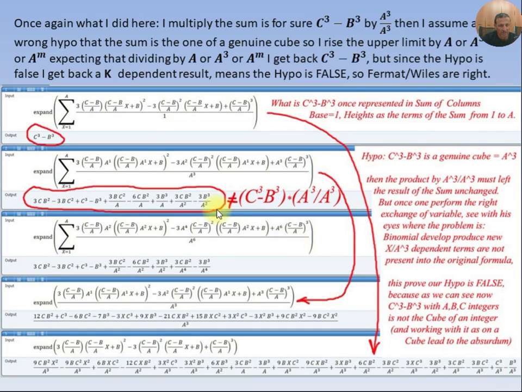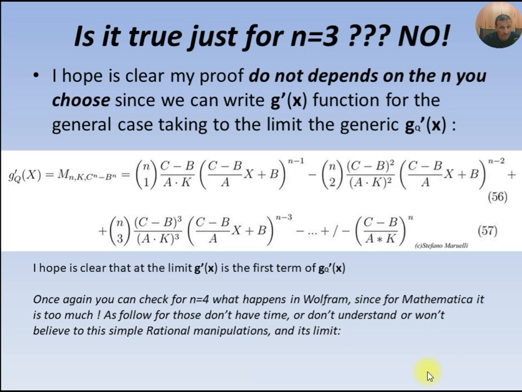And this proves Fermat for any n, because, as I've shown you, we can represent this term in a general way, so for any n. So once again, is it true just for n equal to 3? No. I hope it is clear my proof does not depend on the n you choose, since we can write g prime, taking g prime of x to the limits and getting back the generic g prime x function of n and x.